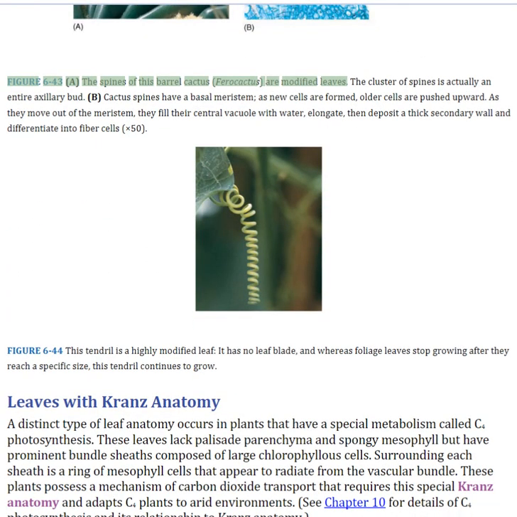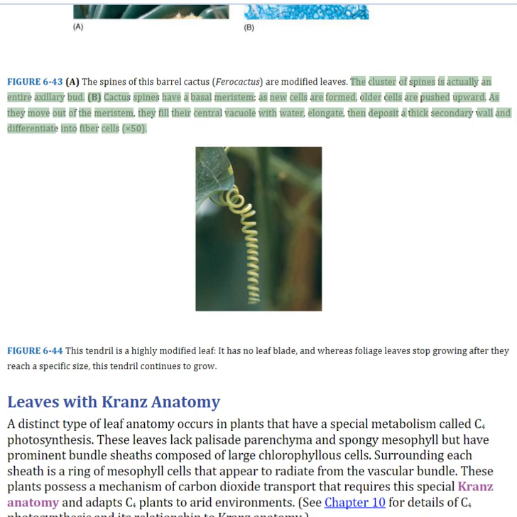Figure 643. The spines of this barrel cactus are modified leaves. The cluster of spines is actually an entire axillary bud. Cactus spines have a basal meristem. As new cells are formed, older cells are pushed upward. As they move out of the meristem, they fill their central vacuole with water, elongate, then deposit a thick secondary wall and differentiate into fiber cells.